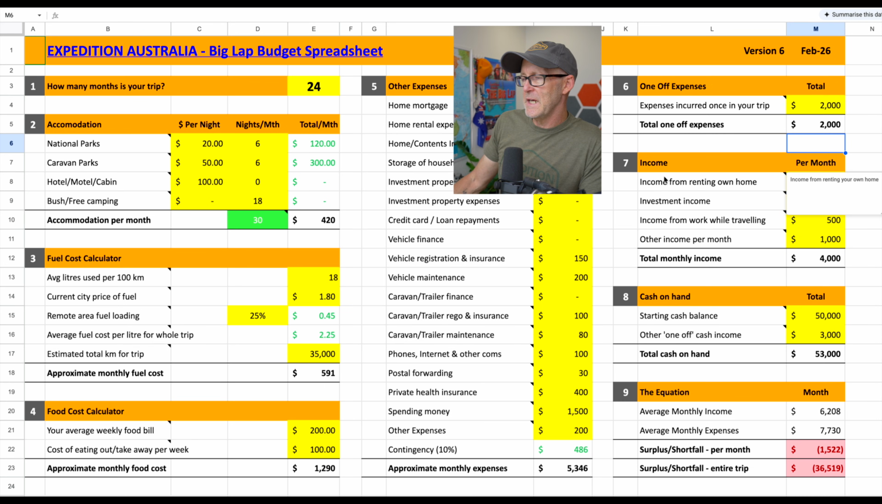Now we get to the income section. Income from renting your house out. I'll get this out of the way. So let's say you're renting your house. What income are you getting from that? Any other investment income, and income from work while you're traveling.